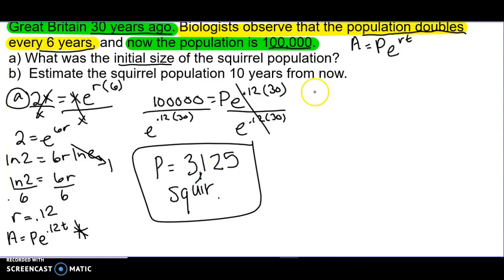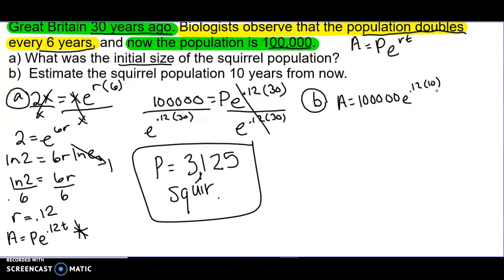Now let's talk about part B. Part B says estimate the squirrel population 10 years from now. So everything's still the same. We want to know the population in 10 years, so we're looking for A. Our initial is 100,000, because it wants to know the population 10 years from now, times e to our rate, which doesn't change, times the years, which is 10.